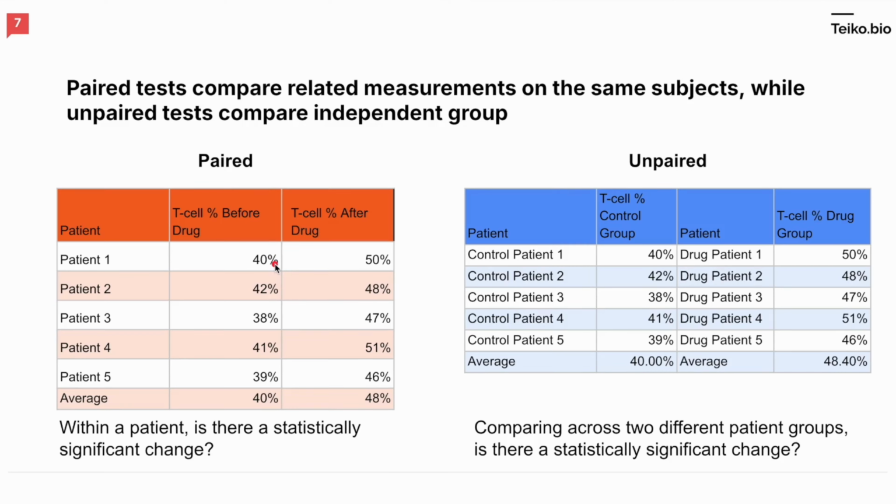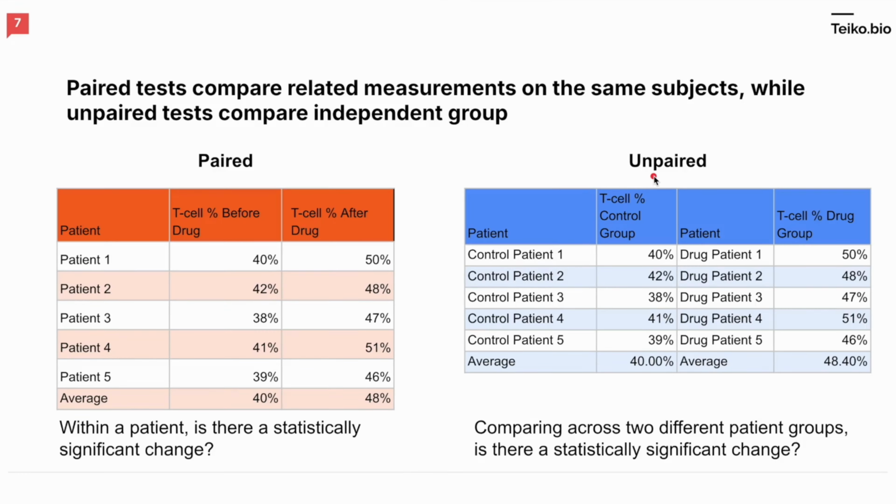And paired tests are asking a question: within a patient, is there a statistically significant change? So within this particular patient, is there a statistically significant change? It's not asking at the group level. So it's asking at the individual level because there's a logical connection between a patient before he or she is given a drug and afterwards.